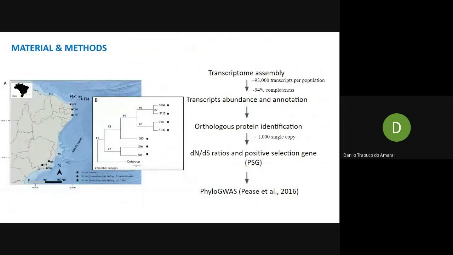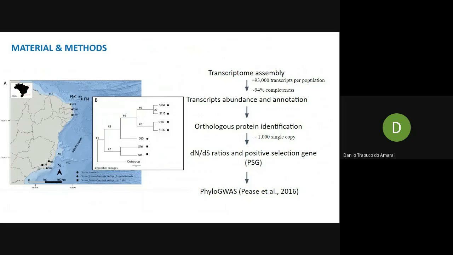For our studies, we chose 7 populations from Cereus species of these clades: 2 populations of Cereus certifer, 4 populations of Cereus fernambucensis, and 1 population of Cereus insularis. We performed transcriptome sequence assembly, which yielded around 93,000 transcripts per population and around 94% completeness, which means you have a very good assembly quality.